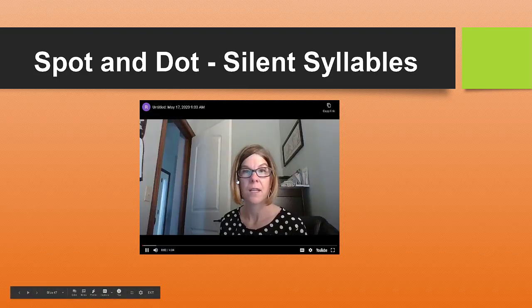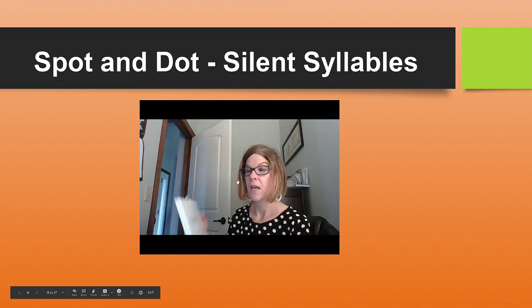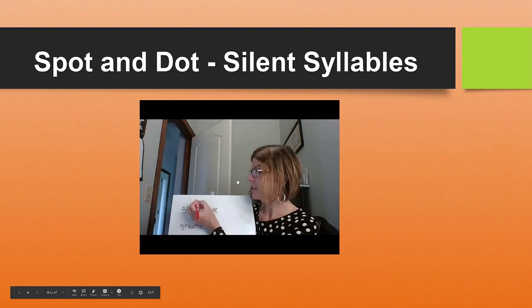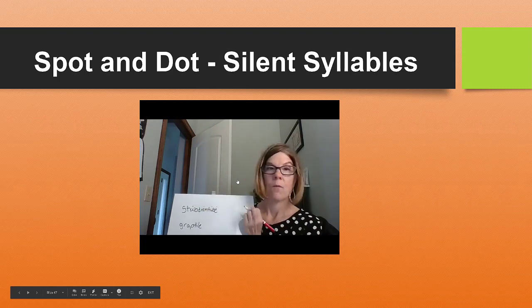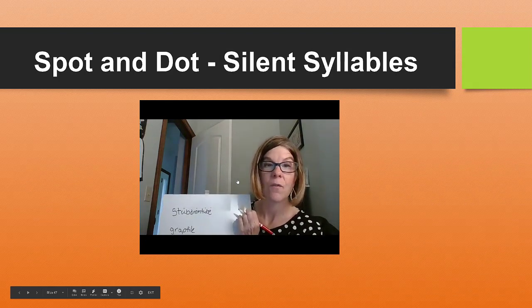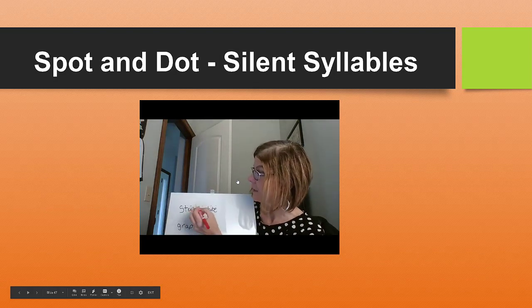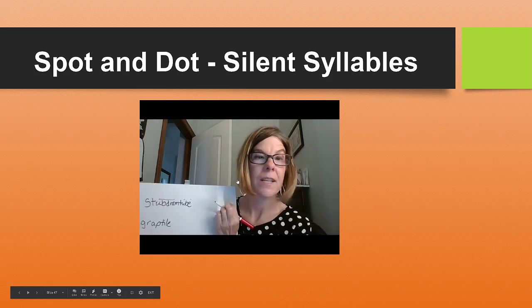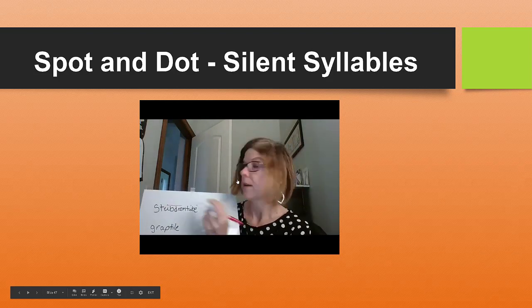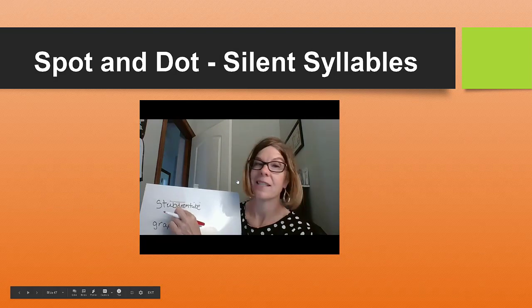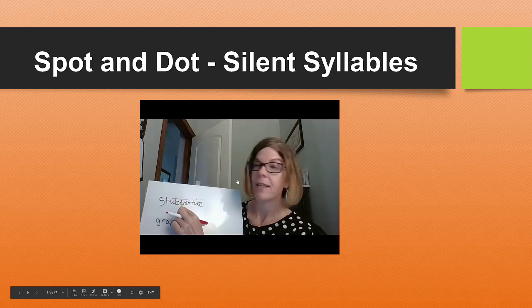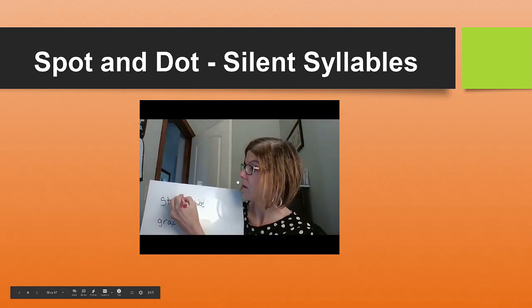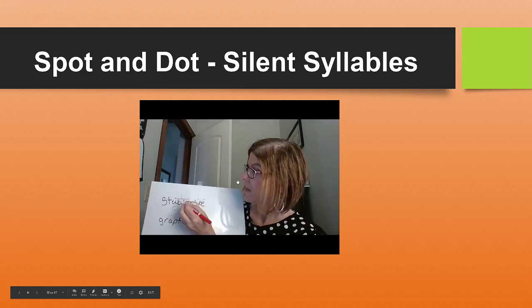Let's practice spot and dotting words with silent E. So again, same process. I'm going to spot and dot my vowels. Wow, in this case I have 4 vowels. So let's connect a line between the U and the A. And again, I'm going to think about where to divide that word. I know that I can't have B and D together in a word at the beginning or end, so I'm going to draw a line right here. And I have a closed syllable.